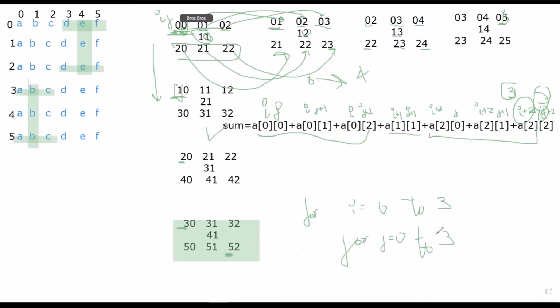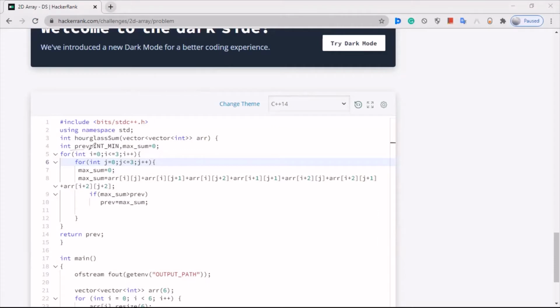So now we will look into the code. I have taken a previous variable for storing the previous maximum sum. I am initializing the previous variable to be int min, the lowest integer value, and this max sum will calculate the sum for each R class. Initially I'm initializing it to be 0. Then, as I have told you, the outer loop will range from 0 to 3. So I'm running the loop from 0 to 3 and also j from 0 to 3.